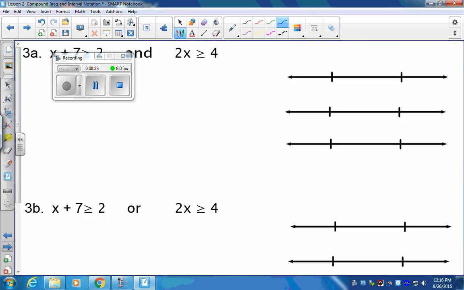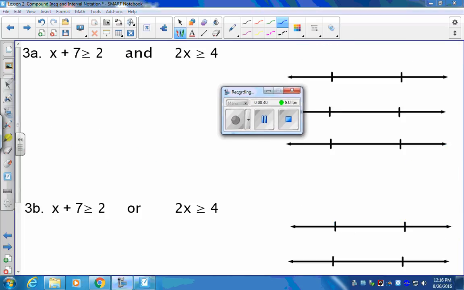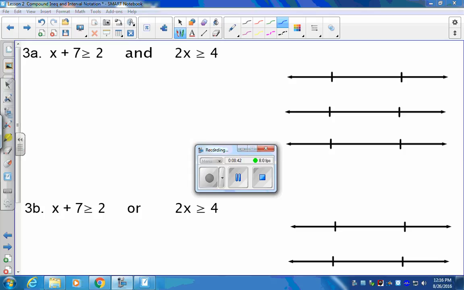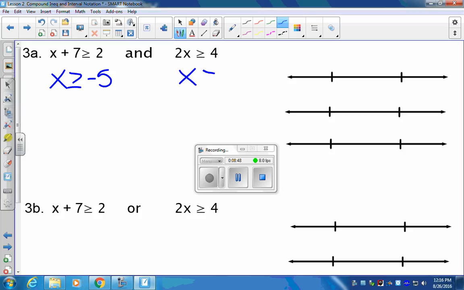All right, let's take a look at our next example. This box always in the way. All right, so I'm going to subtract 7. So I got x is greater than or equal to negative 5. Divide by 2, and I've got x is greater than or equal to 2. So I'm looking for an and, where they overlap. So my first problem, negative 5, shade to the right. My second problem, 2, shade to the right. So I want to know from where they both overlap.